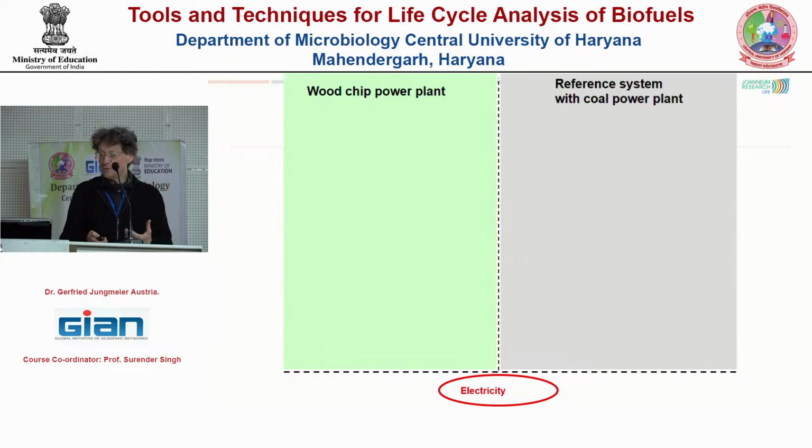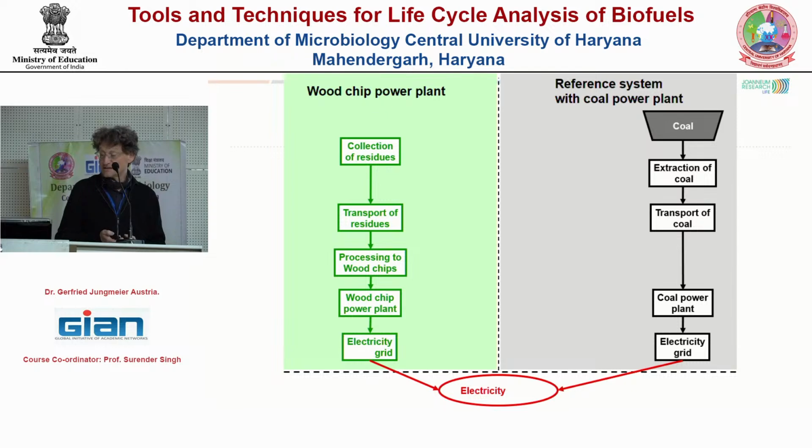And if you zoom in now for specific applications, for example if you say I want to produce electricity from wood chips in a power plant, and I compare it to a coal power plant, the picture looks more or less like this. On the right hand side you have the coal extraction and the thermal power plant from coal providing electricity, and on the left hand side you're collecting the wood chips, you transport the residues, you process it to wood chips because they need to be cut or dried, you burn them, and then via the electricity grid you can provide electricity to the consumer.